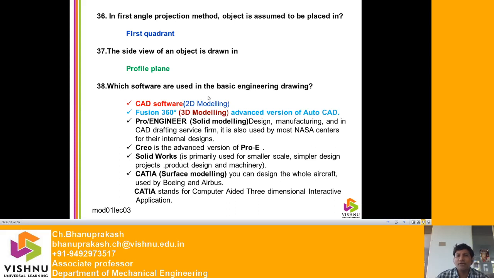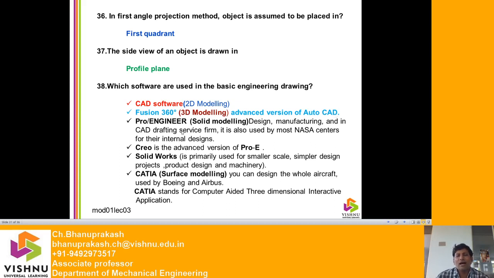Next, which software is used in basic engineering drawing? In basic engineering drawing we use CAD software. What do we do here? 2D modeling. Next one, sir, what is the upgraded version of CAD software? It is Fusion 360. That is 3D modeling, so it is an advanced version of AutoCAD.